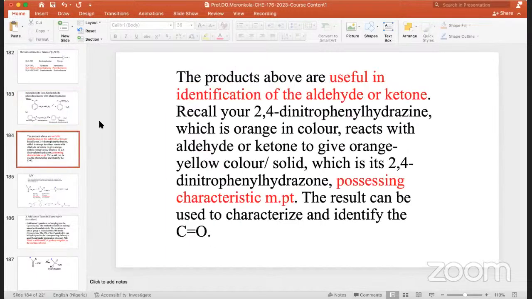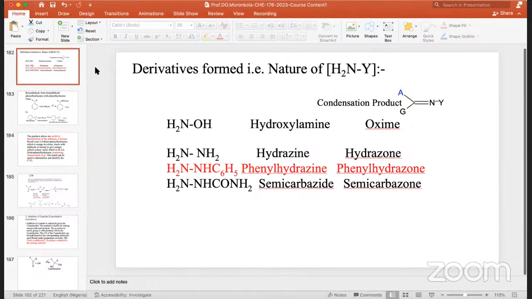The products that we have seen are utilized in identification of aldehydes or ketones. You will recall that for qualitative detection of carbonyls, we make use of 2,4-dinitrophenylhydrazine. They are all derivatives of hydrazine and phenylhydrazine.